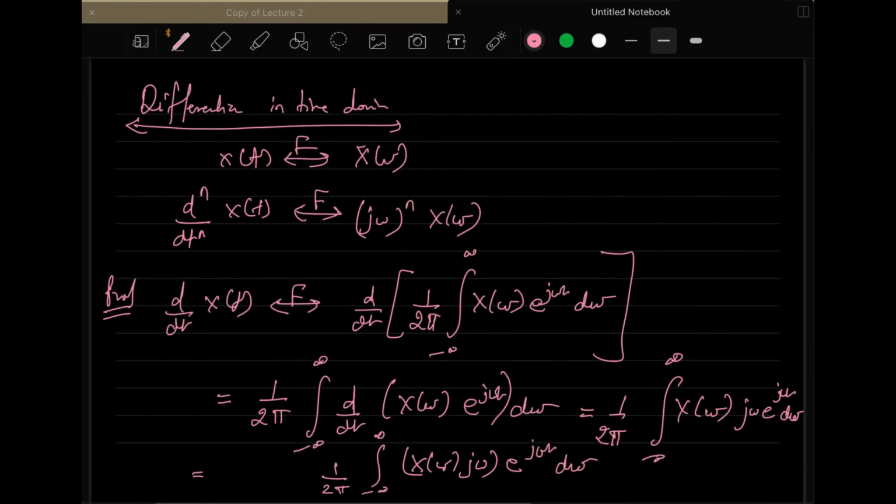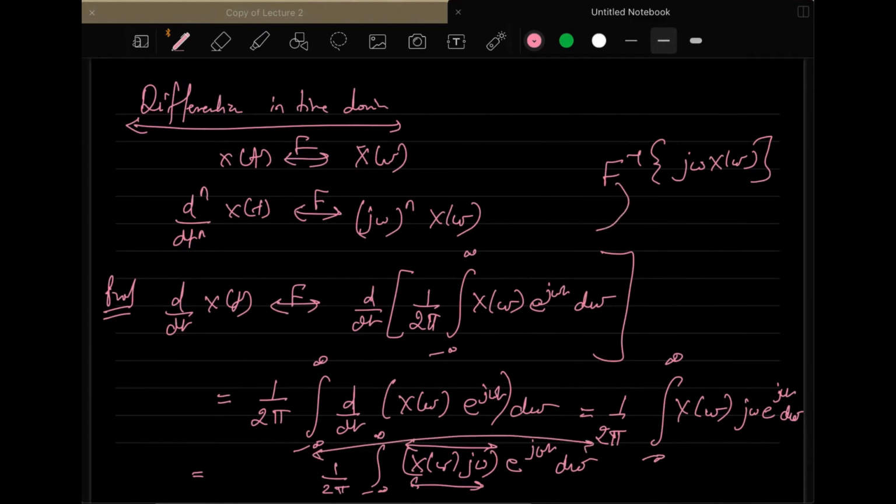So what this actually is, is basically an inverse Fourier transform of j omega X of omega. If you take the inverse Fourier transform of this expression, you are actually getting d by dt of x of t. So this shows that if you take the first derivative, then the factor is j omega, and if you take the nth derivative, that will give you a factor of j omega to the power n.